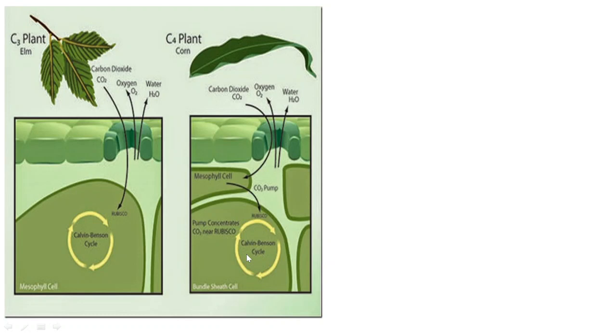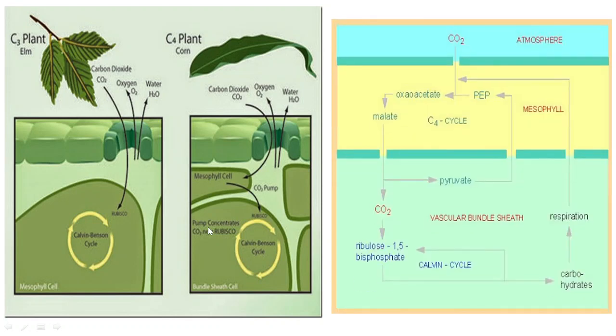phloem. Now the question might arise in your mind, why this difference? This difference is mainly to increase the concentration of carbon dioxide so that there is more production of glucose, more production of sucrose or carbohydrates. That is the main reason why C4 plants have evolved. So here you can see the chemical reactions.